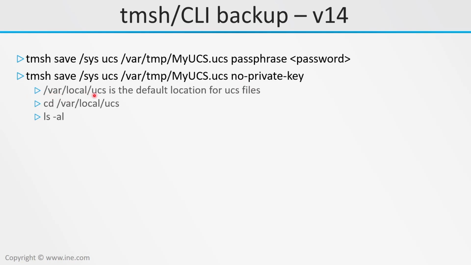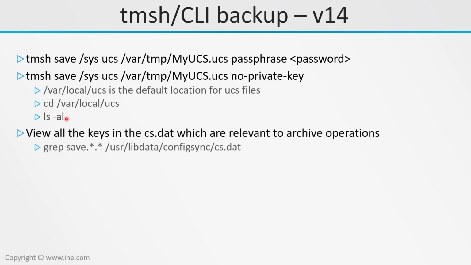Okay, /var/local/ucs is the default location, so we can cd to the /var/local/ucs directory and list our UCS files. To view all the keys, and these are the variables that are used to create the UCS file, we can view the keys in the cs.dat to display all the relevant information related to what the archive operations are doing. So we can do a grep save and then specify that cs.dat, and this will give us all the information related to what's being saved.